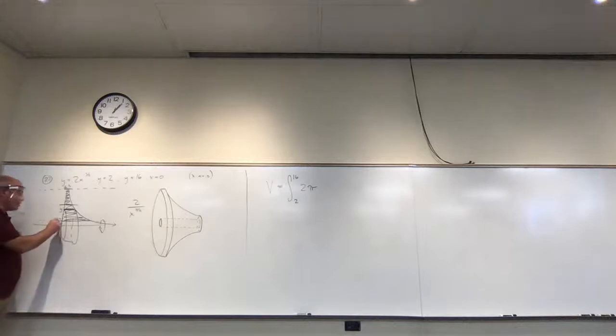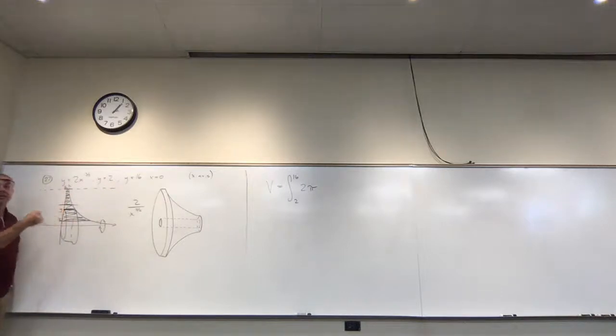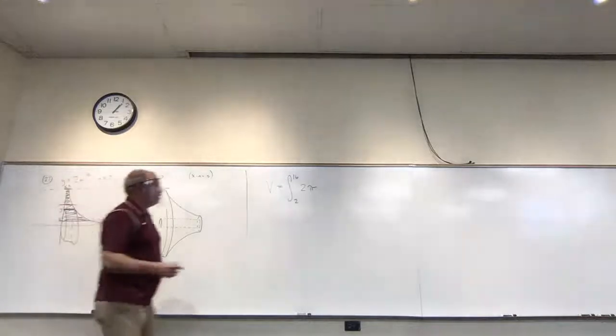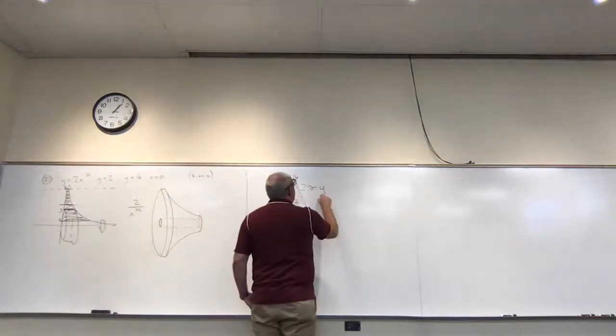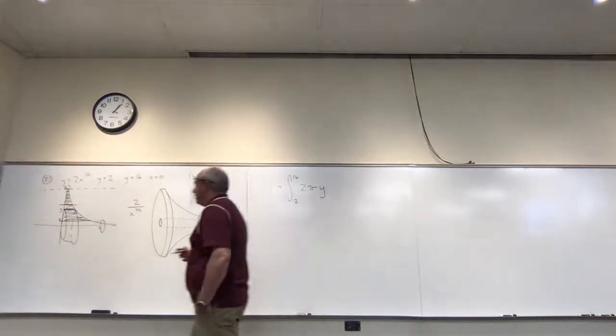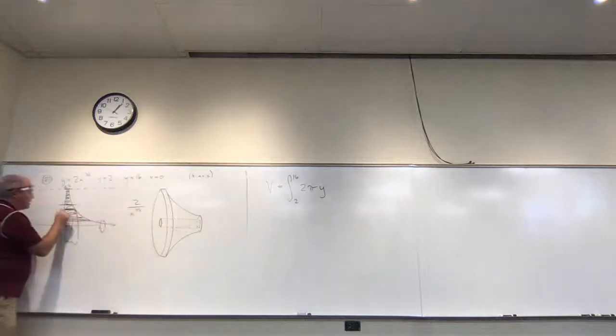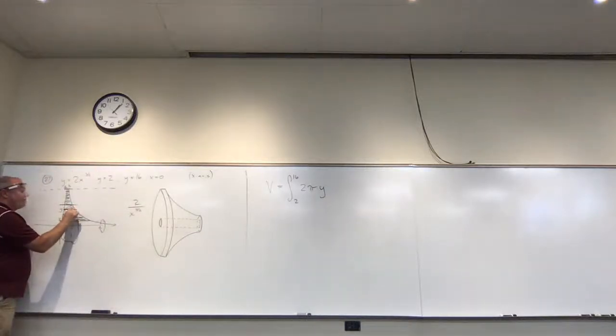In other words, if I was at 2, what would be the distance around? The radius would be 2. If I'm up at 16, the radius would be 16. If I'm at y, the radius would be y. So I put in y. And then I need the height. And the height in this case at y is the top function minus the bottom function.